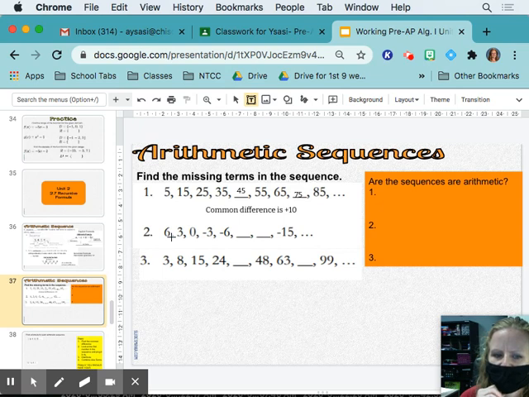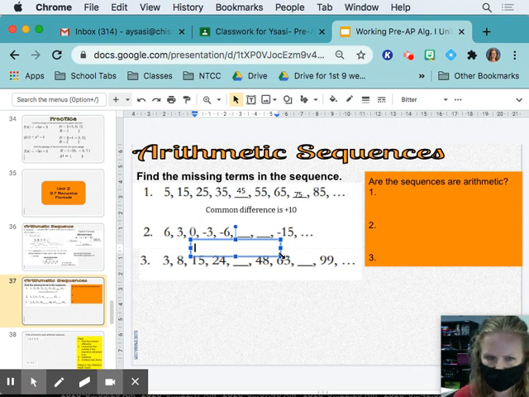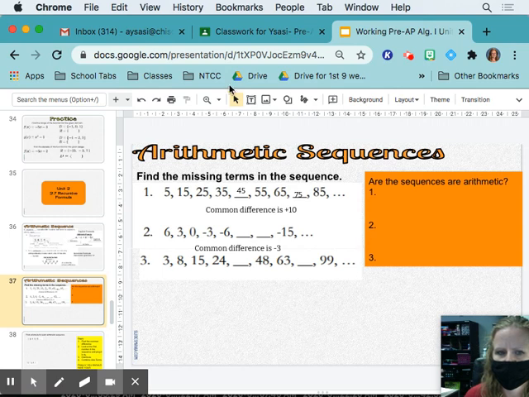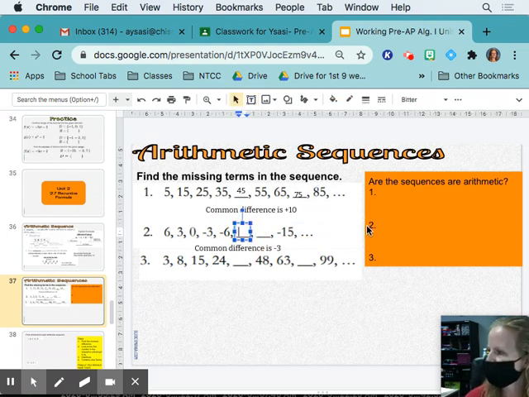6, 3, 0, -3, -6. What is the pattern? -3. So we're going to write common difference is -3. So the next term, -3, -6. What's the next one? -9. And then what's the next one? -12.